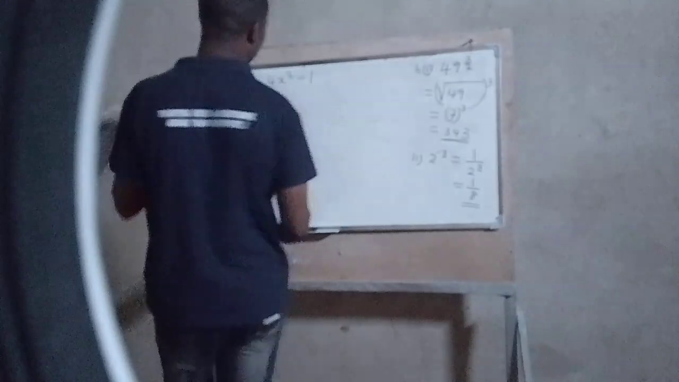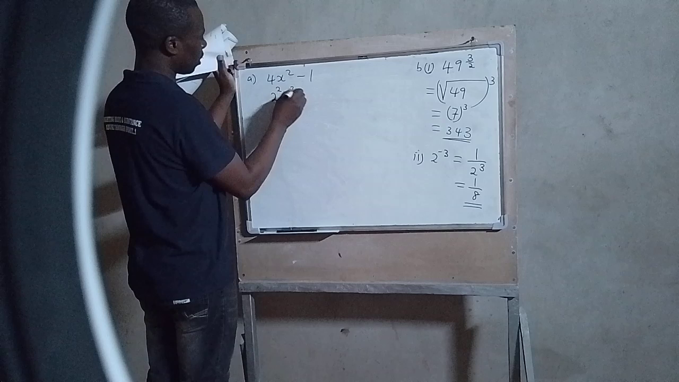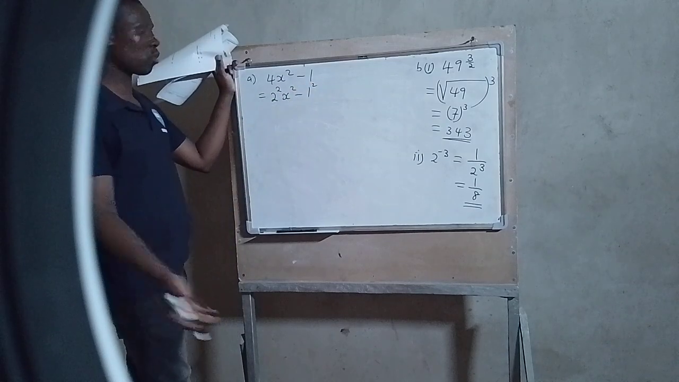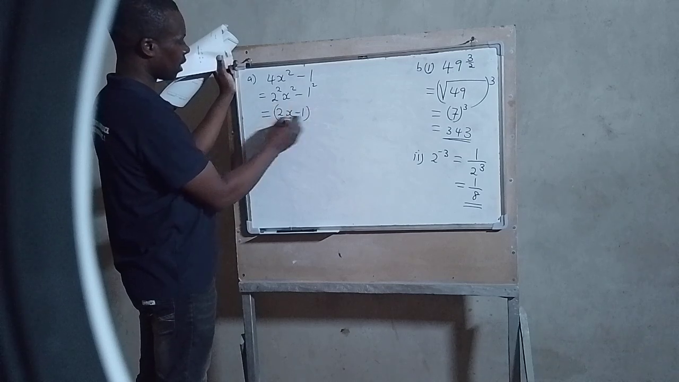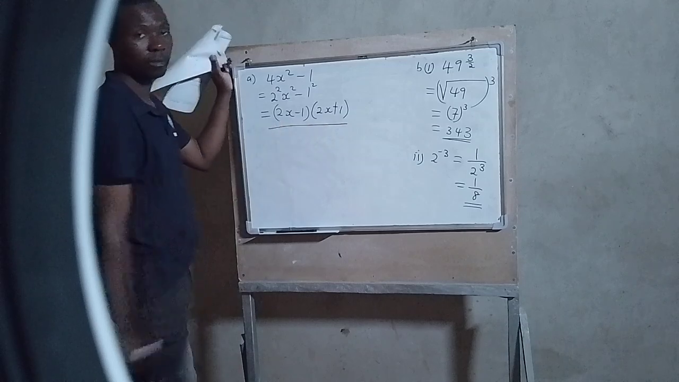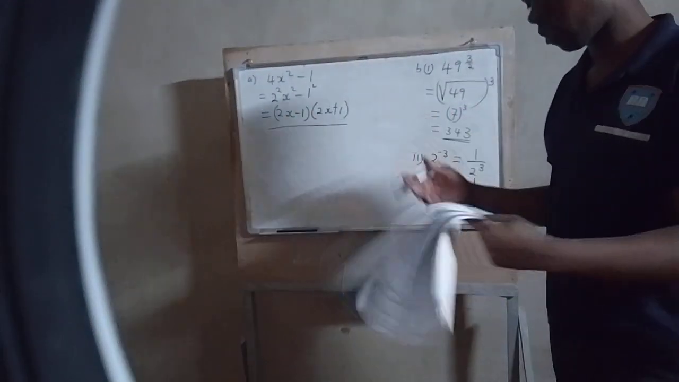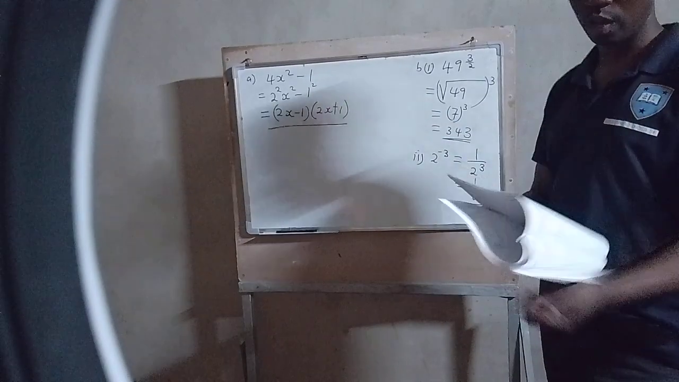Also, we can write 4 as 2 to the power 2, and 1 is 1 squared. The square root of 1 is 1. So this becomes now (2x minus 1)(2x plus 1). We are done. This question carries 1 mark. This is the complete factorization of our question.